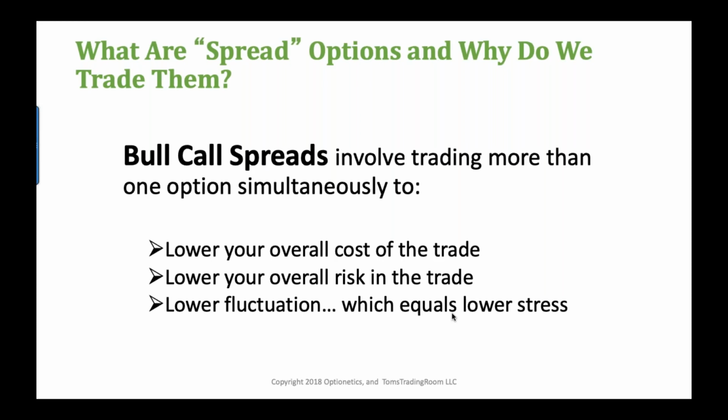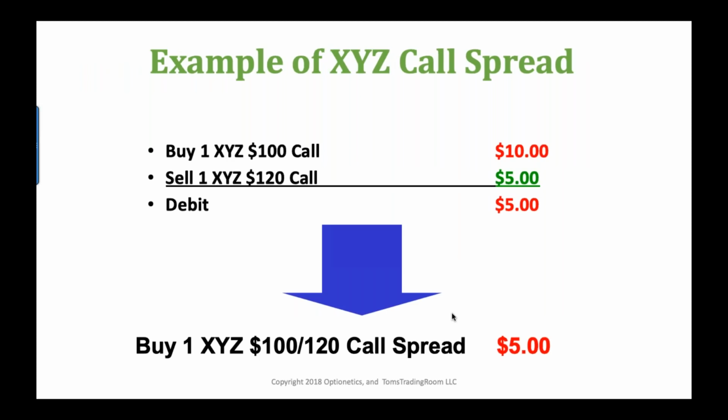It lowers your cost, it lowers your risk, and it lowers the day-to-day fluctuation, which I believe equals lower stress. So if you're looking at, for example, where we buy the lower strike call, let's say we're looking at this fictitious trade in XYZ. If you're buying a lower strike call, it's going to be more expensive. If you're selling a higher strike call, it's going to be cheaper, right? Because again, the farther up the calls go, the cheaper they are anyway. But if we put a combination trade in where we're paying 10 for one call and we're selling a call for 5, we are getting this for the spread difference, or we call it debit.